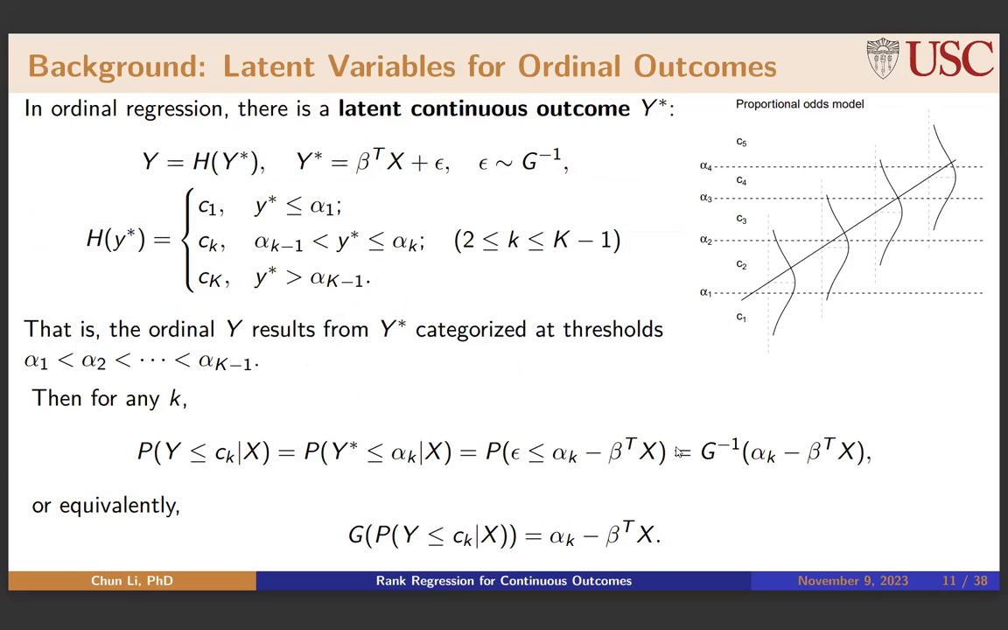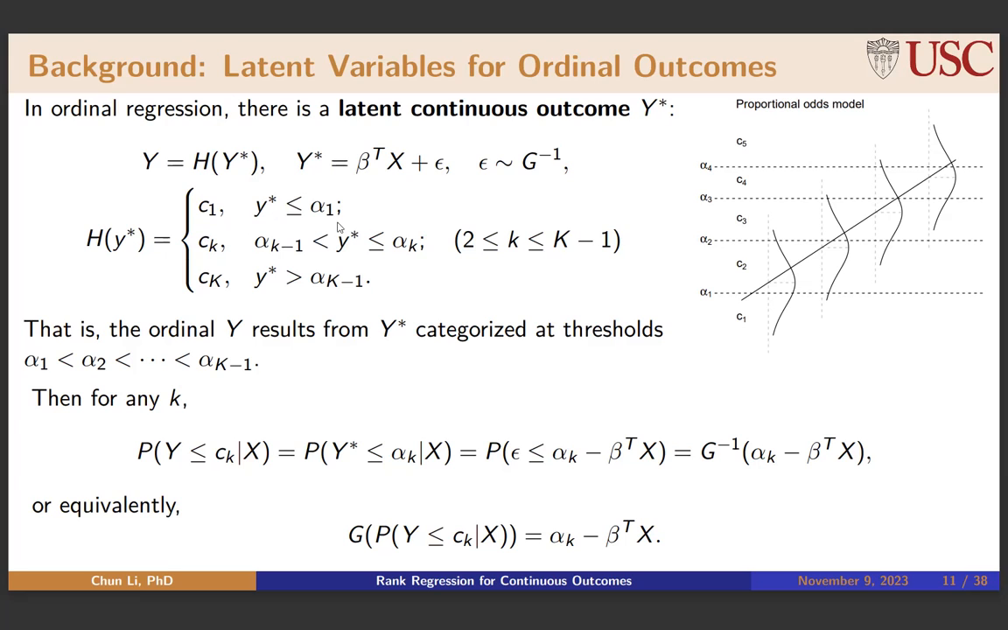A nice property of ordinal data analysis is that there is a latent variable interpretation. That is, you can imagine your ordered categorical outcome really comes from a latent variable that's continuous, just you didn't observe it. And that continuous variable is called Y star. It's nicely related to the predictors in a linear model way, and it's related to the outcome through a function.